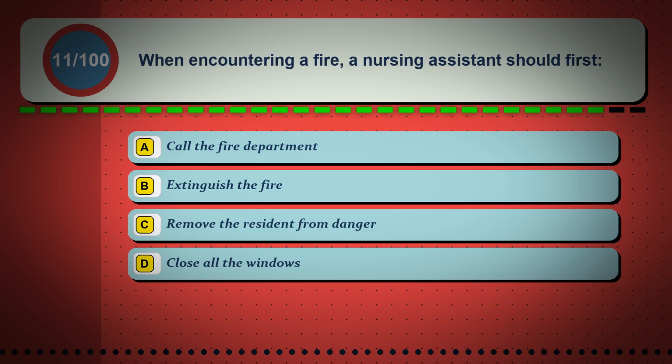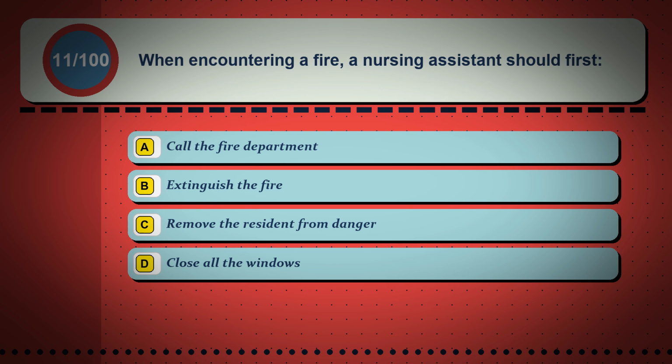Question 11. When encountering a fire, a nursing assistant should first: Option A. Call the fire department. Option B. Extinguish the fire. Option C. Remove the resident from danger. Option D. Close all the windows.